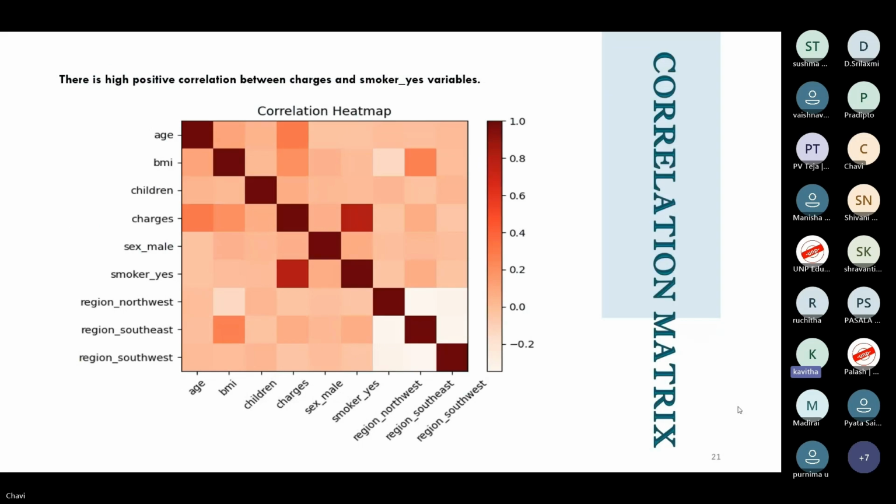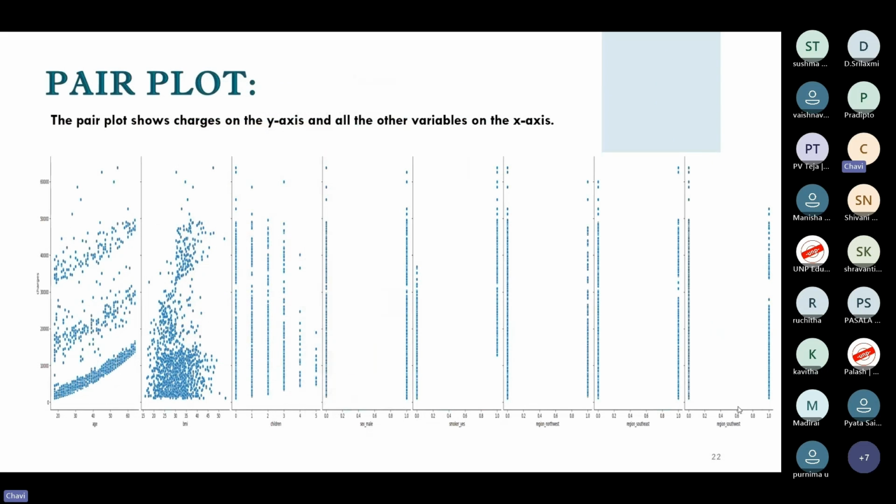Next, correlation matrix. Here it shows the highly correlated variables, those are charges and smoker. There is a high positive correlation between charges and the smoker variable, shown in thick dark red color. Next, pair plots. The pair plot shows the charges on the y-axis, that is the one dependent variable, charges, and on the x-axis there are 7 independent variables.